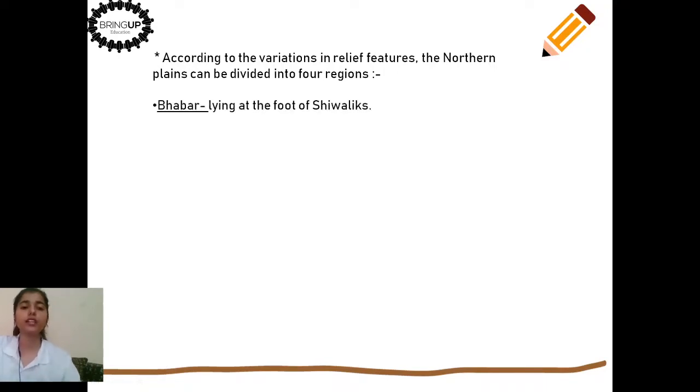The first one is the Bhabar, lying at the foothills of the Shivaliks. So the river, after descending from the northern mountain, deposits pebbles, which forms a narrow belt parallel to the Shivaliks, and this plain is known as the Bhabar.